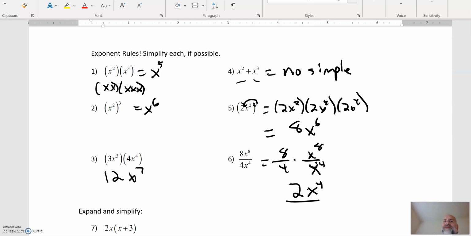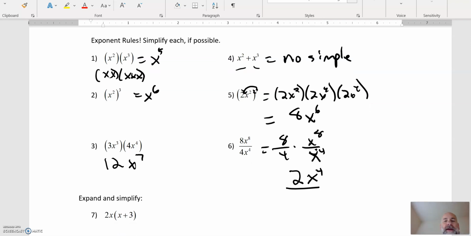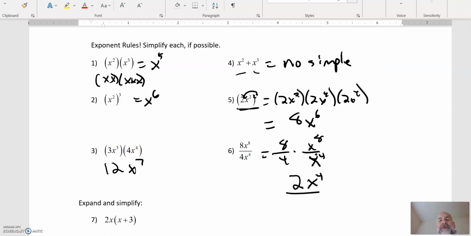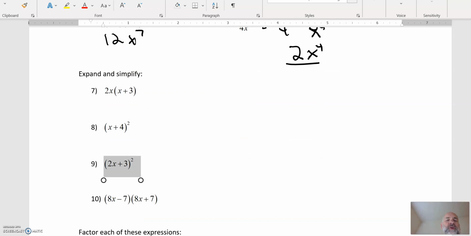So just watch out with those, that exponents and coefficients behave really differently, and you don't apply the same rules to them. All right, and that also happened on this problem here where you had a 2 here and 2 here, but they ended up being different numbers in the end because one was a coefficient and one was an exponent. All right, then we just went over expand and simplify, a little distributive property, 2x squared plus 6x.